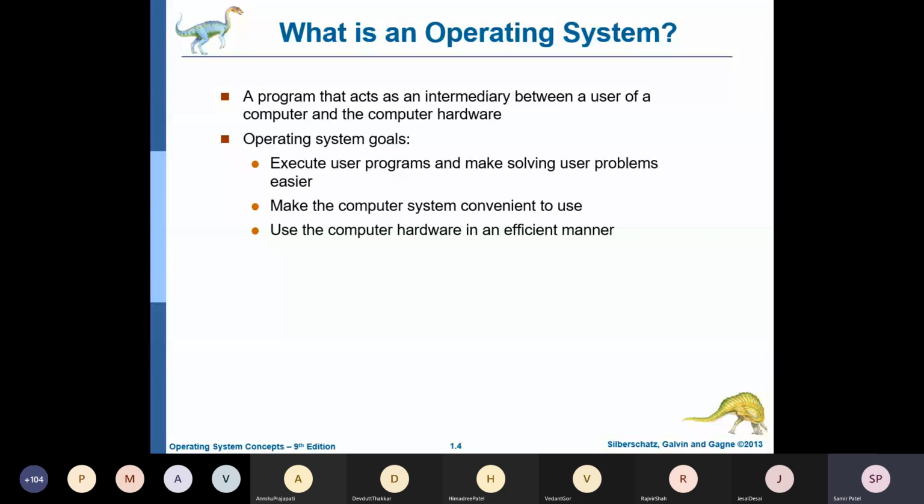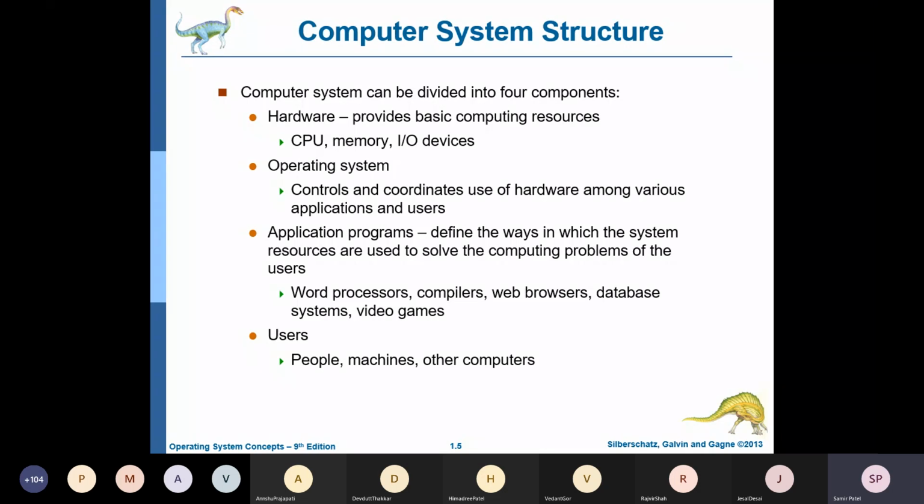And it executes the user program and basically the task, and solves the user's problem in the easiest manner, right? So it makes the computer system convenient to use, as well as the hardware has to be utilized in the most efficient manner. So that is the basic responsibility of an operating system, right? In terms of the access to the system, right? However, there is no concrete definition, but then it also works as a system resource manager that we already have encountered.